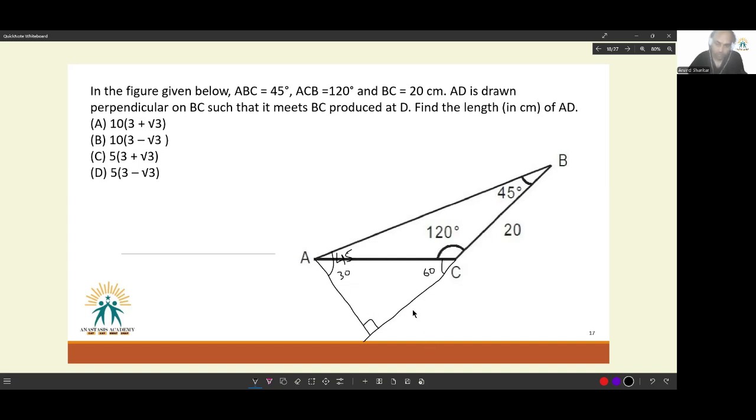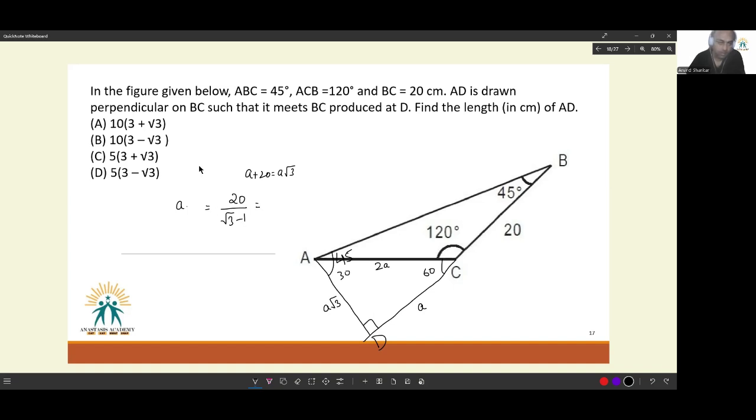This will be 30. Let's say if this is A, this will be A root 3. Therefore, this will be 2A. Now look at this large triangle, ADB. If 45 and 45 are the two angles here, A plus 20 has to be equal to A root 3. These sides have to be equal. So I get 20 by root 3 minus 1 is equal to A.